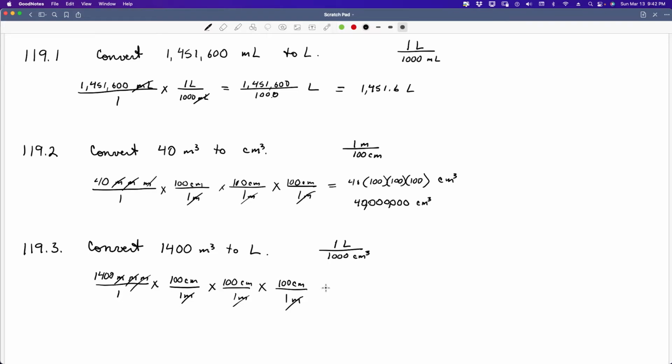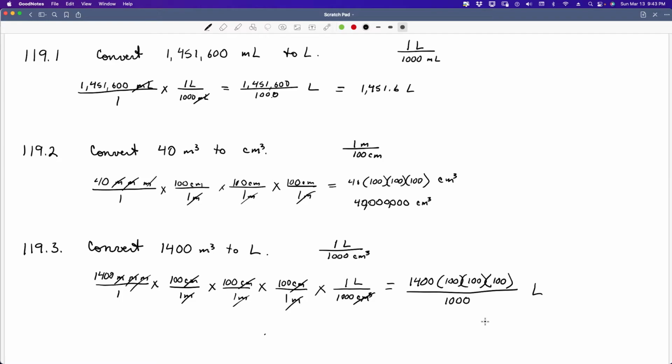So now we have centimeters cubed, but we want to go to liters. So we know that 1,000 centimeters cubed is 1 liter. So if we have centimeters cubed in the top, we want to put centimeters cubed in the bottom. So we put 1 liter in the top and 1,000 centimeters cubed in the bottom. And so that allows us to cancel 3 centimeters in one fell swoop because of the conversion here. Now we can write our answer as 1,400 times 100 times 100 times 100 all over 1,000, and that's in liters.